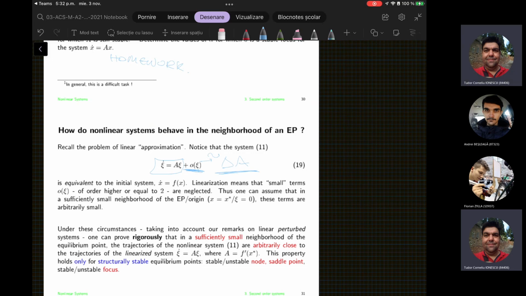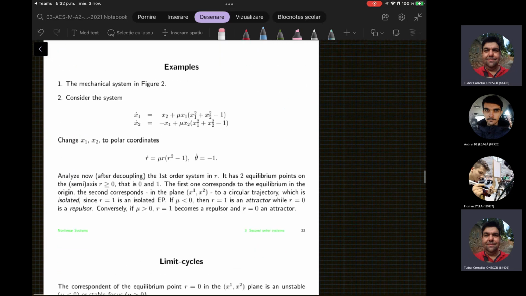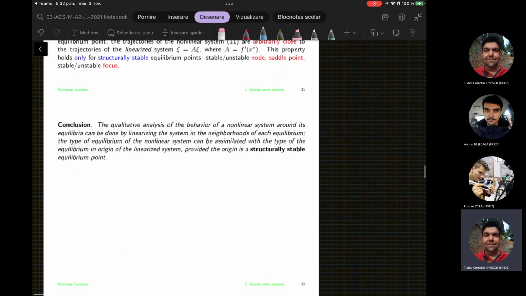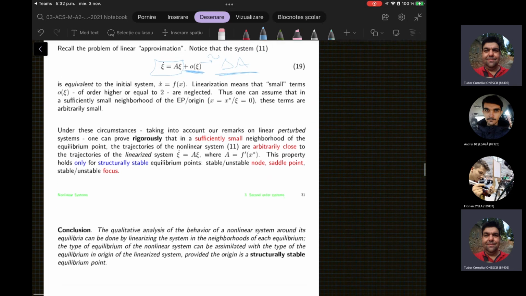Okay, so this property, they say here in general, holds for structurally stable points: node, saddle point, or focus. So when you have this type of points, things are similar. When you have center, things are not very clear, are not so similar. Okay. Well, in conclusion, the qualitative analysis of the behavior of a nonlinear system around the equilibria can be done linearizing the system in the neighborhood of each equilibrium. True. The type of equilibrium of the nonlinear system can be assimilated with the type of equilibrium at the origin of the linearized system, okay? Provided the origin is a structurally stable point.